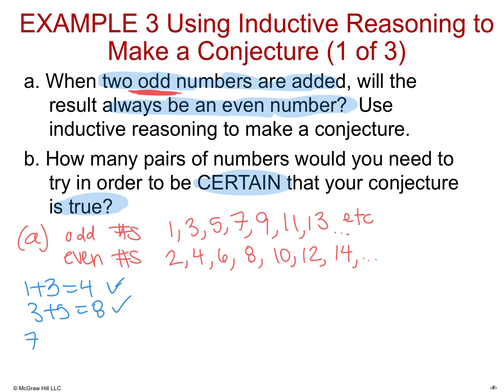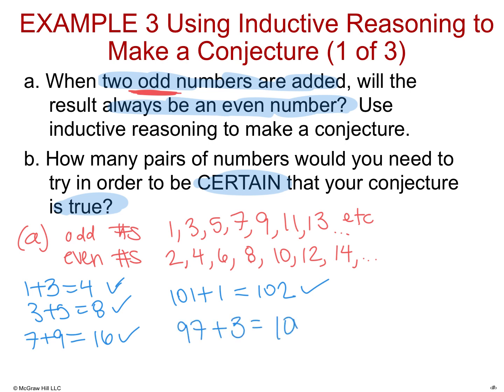If I do 7 plus 9, I get 16. And if I want to be fancy, I could say, what about 101 plus 1, that would be 102. And then I could say maybe 97 plus 3, that would be 100, right? I'm just showing that when I add two odd numbers together, I get even.